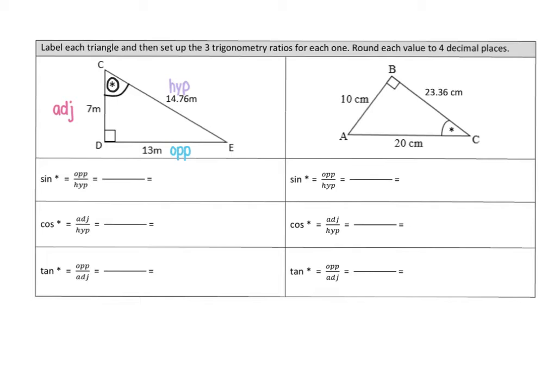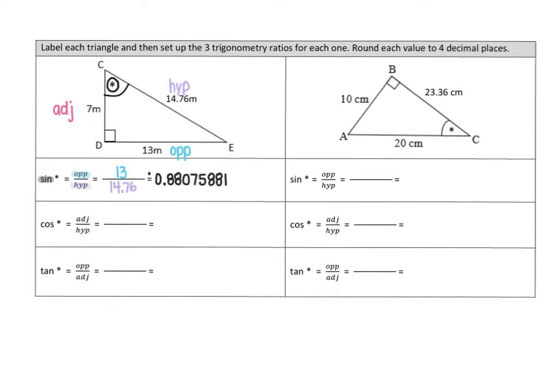So the sine of theta has to be equal to the opposite over hypotenuse. The opposite will be the 13, and the hypotenuse will be the 14.76. We can sub this into our fraction. And then you can see that there's another equal sign asking us to evaluate this. To do this, we'll just divide the top number by the bottom number.